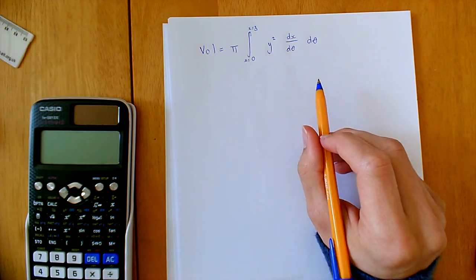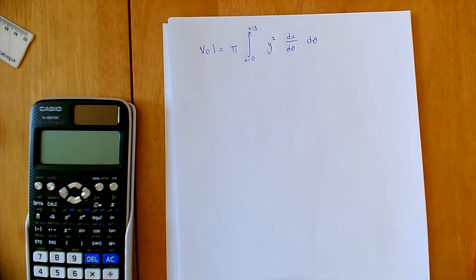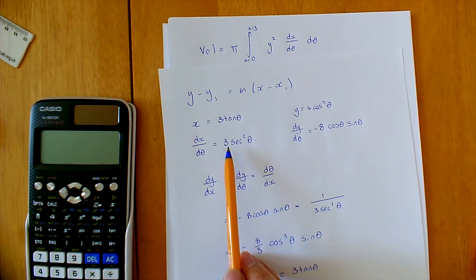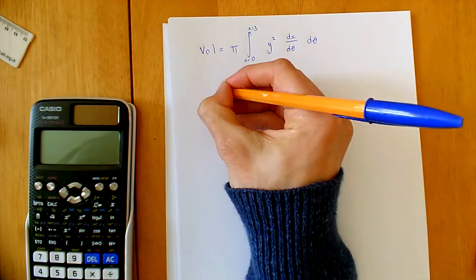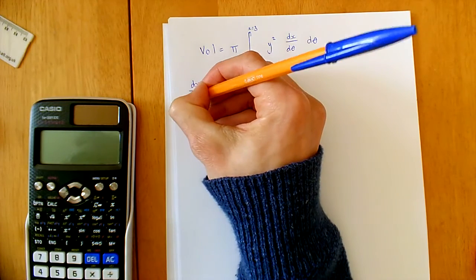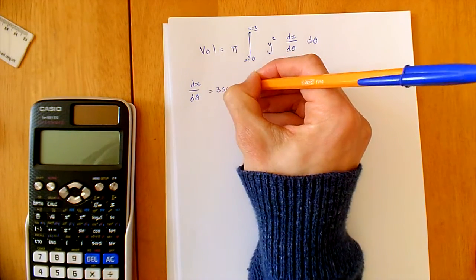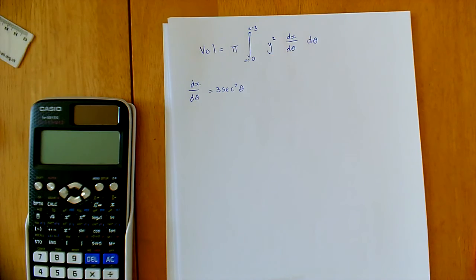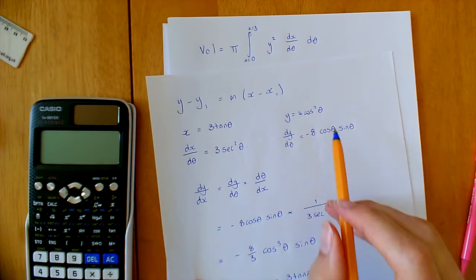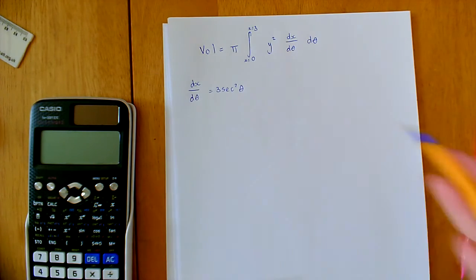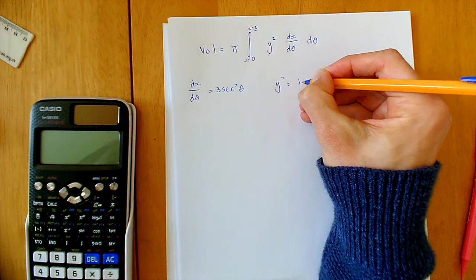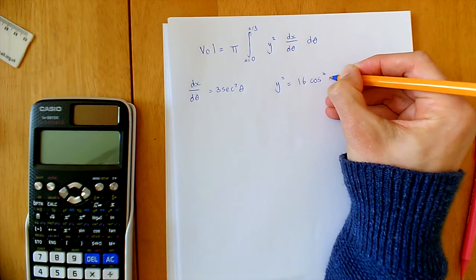That is just because theta is my parameter, not t. Okay, let's start putting some of these in then. We've already done dx by d theta. We did that in the last question. We got 3 sec squared theta. So that's handy. Let me make a note of that. We don't need to do that again. Y squared, well, I know what y is. Y is 4 cos squared theta. So if I square that, I'll get 16 cos to the power 4 theta.